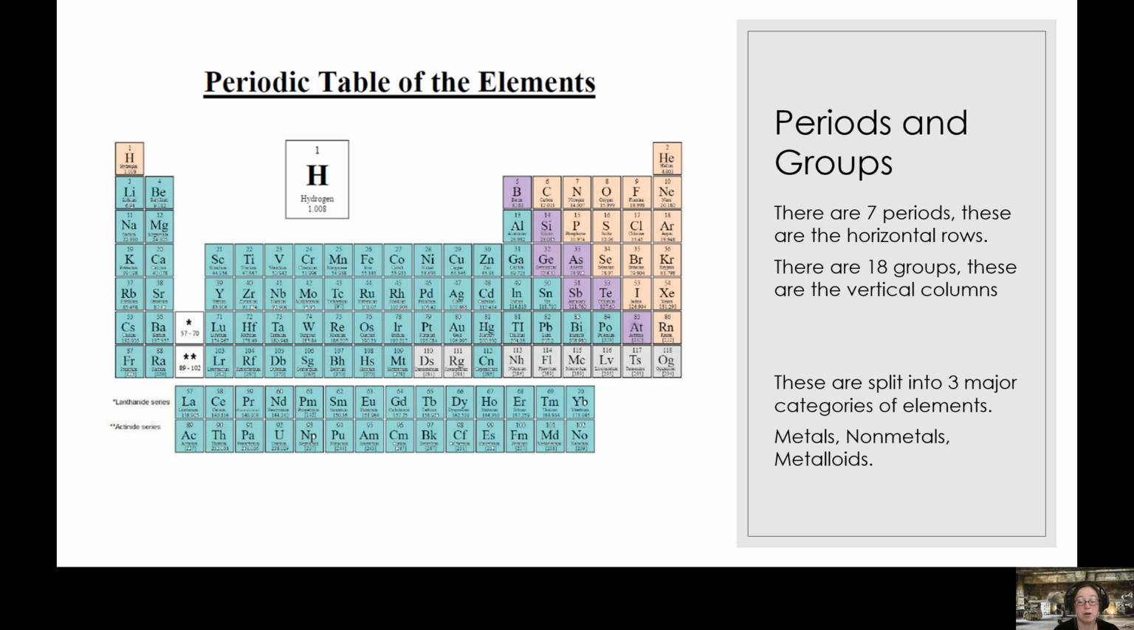Don't worry about the 2 at the bottom. They don't have group numbers, and that's because they're pulled out of the table. You can see in this example of the periodic table, there's actually a blank spot where those are pulled out. This is just one way to represent those. Go ahead and pause if you need to, and then come back.